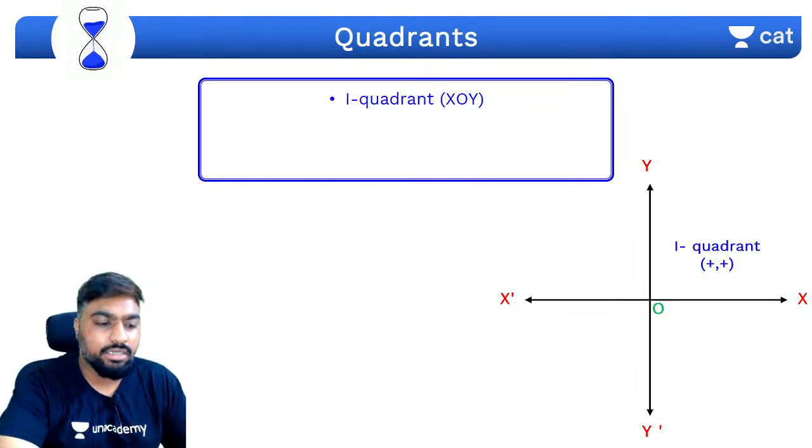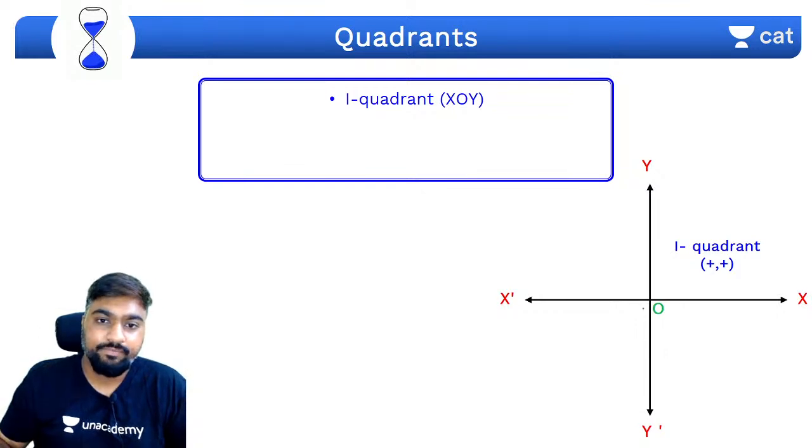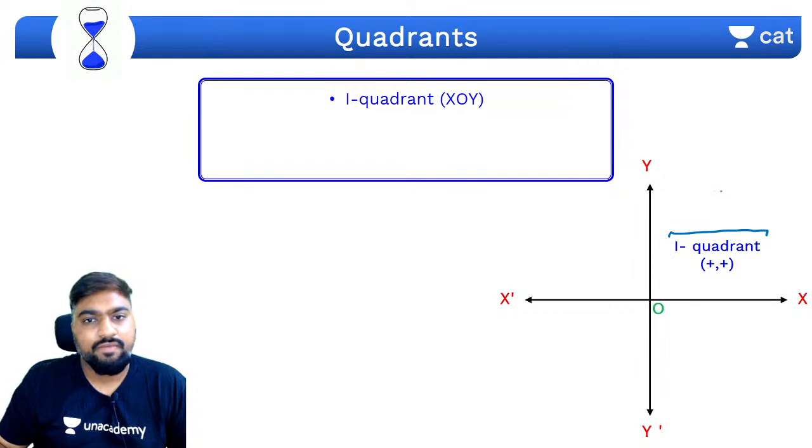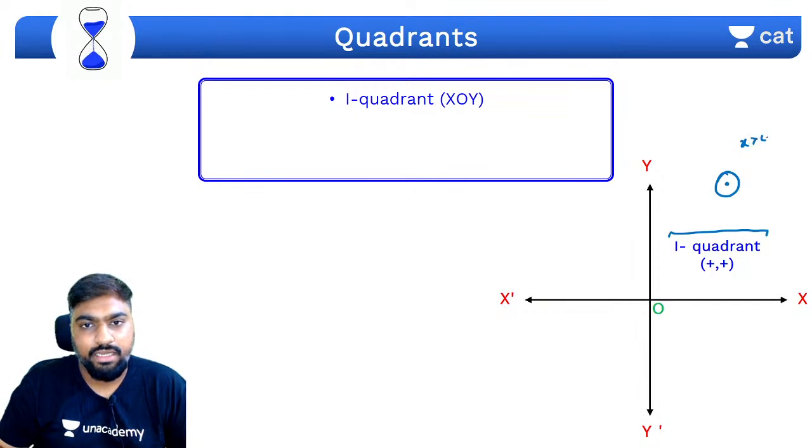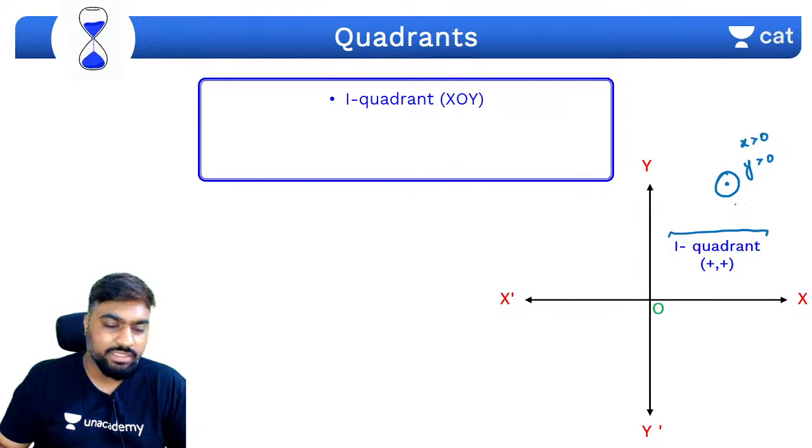The first quadrant is where both x and y coordinates would be positive. This quadrant x, o, y is also called your first quadrant. So if I place a point anywhere here, then I know that the x coordinate will be greater than 0 and the y coordinate will also be greater than 0, both being positive.